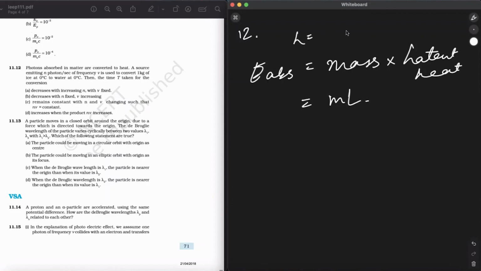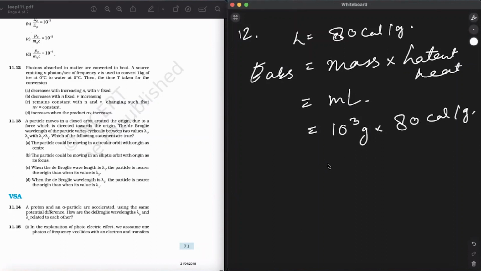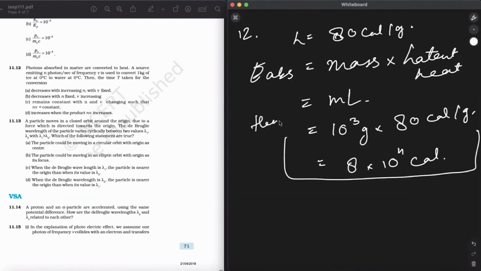As I remember, the value of L for the conversion from ice to water was 80 calorie per gram. In the question, they'll give it to you. You don't have to worry. You don't have to cram up these values. All right. So mass is 10 to the power of 3 grams and 80 calorie per gram. I'll be left with 8 into 10 to the power of 4 calories. So this is the energy which is absorbed. The heat part is over till here.